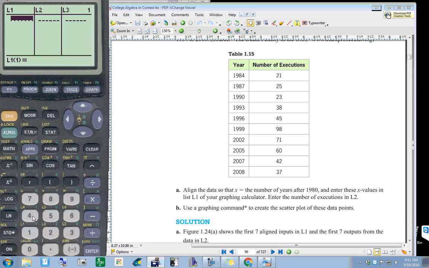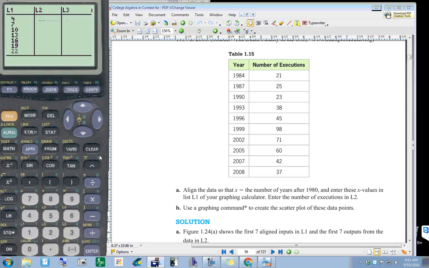I would end up putting in 4 here, correct, for the first one. Then we said 7, 10, 13, 16, 19, 22, 25, 27, 28.